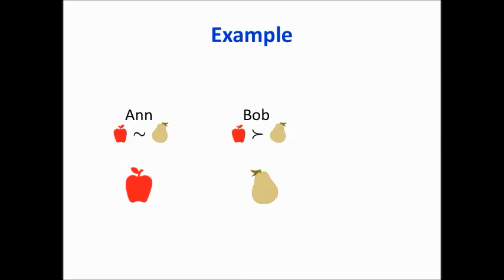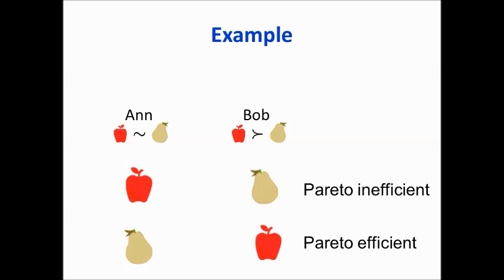So basically, this allocation here, that N gets the apple and Bob the pear, is Pareto inefficient because we could find a Pareto improvement. There's another way we could have allocated this, so N would get the pear and Bob the apple, and this allocation is Pareto efficient because we cannot find a Pareto improvement anymore. The other allocation that is possible is the one we just discussed, and there Bob was worse off. So the second allocation is Pareto efficient, the first one is Pareto inefficient.